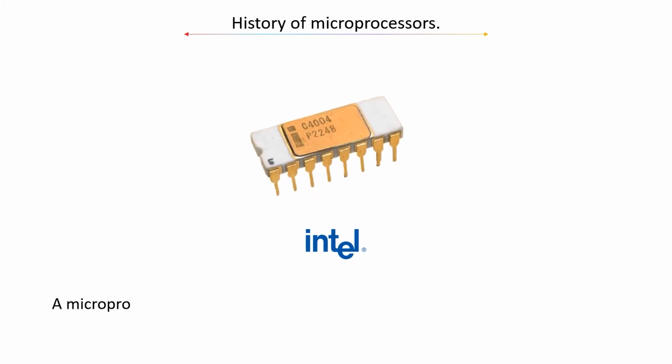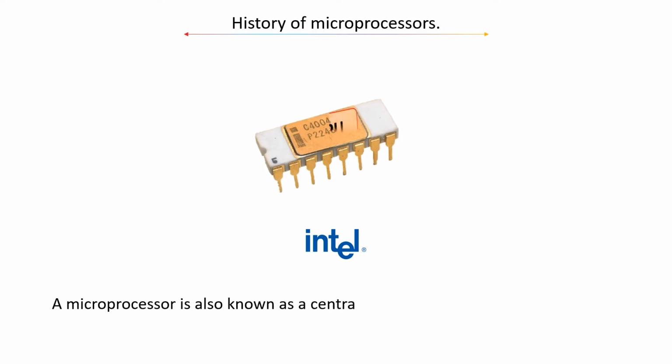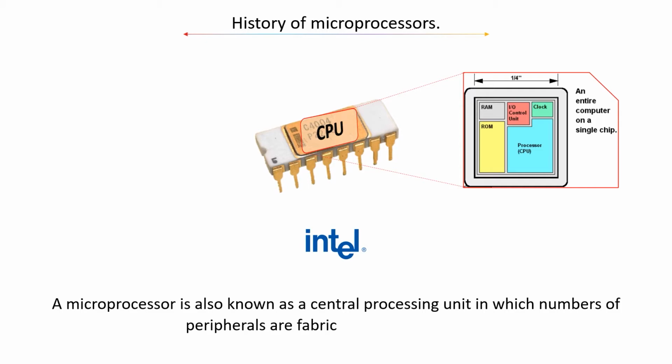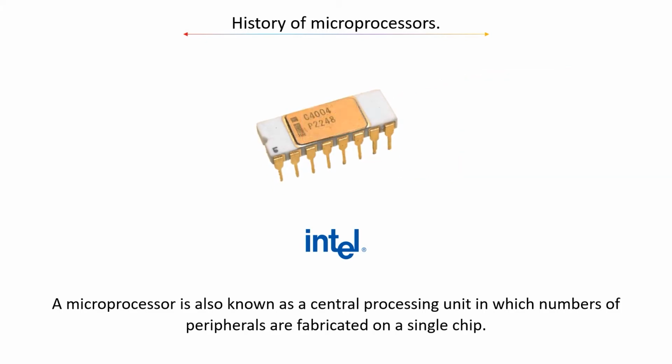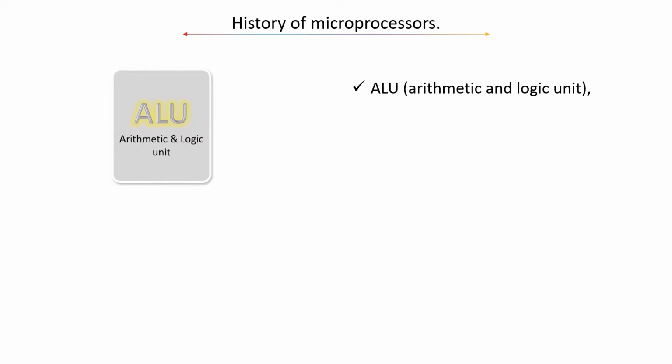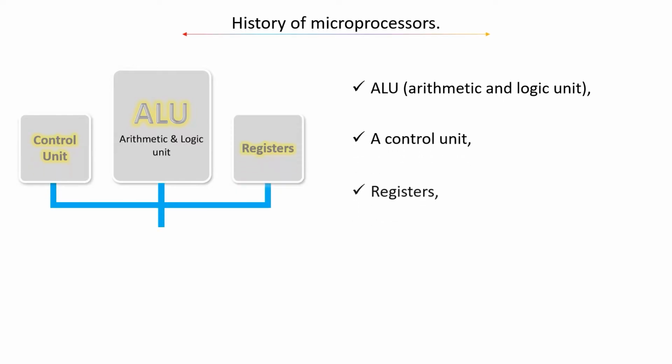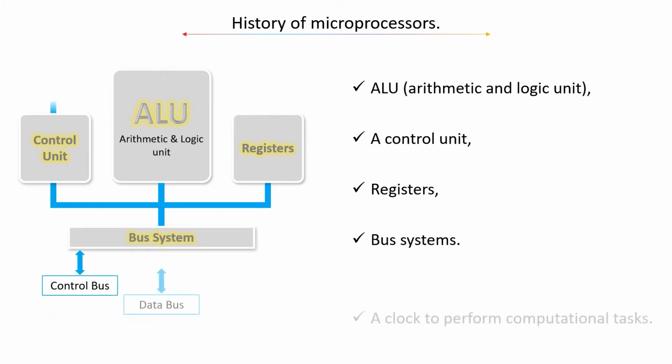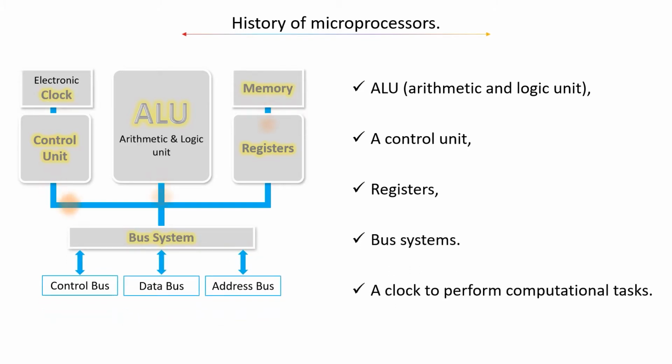A microprocessor is also known as a central processing unit in which a number of peripherals are fabricated on a single chip. It has an ALU, that stands for Arithmetic and Logic Unit, a control unit, registers, bus systems, and a clock to perform computational tasks.